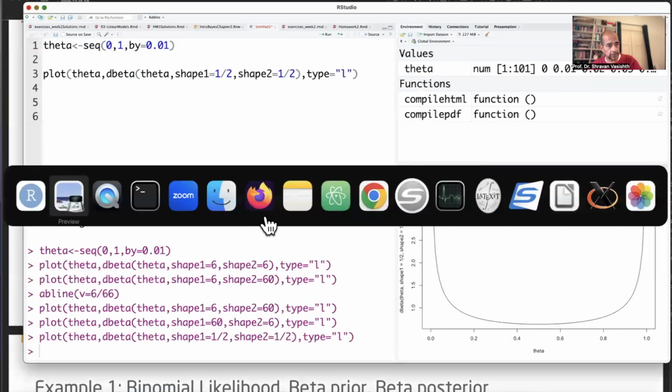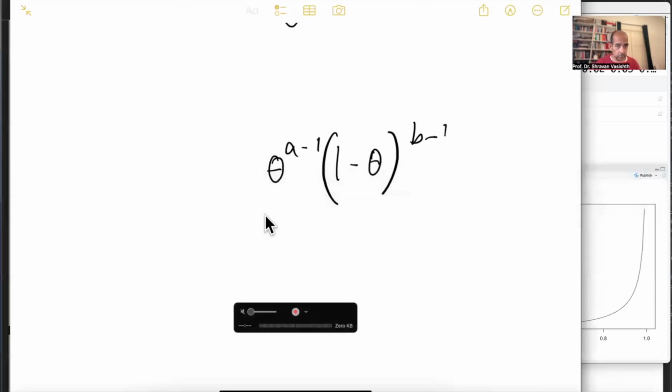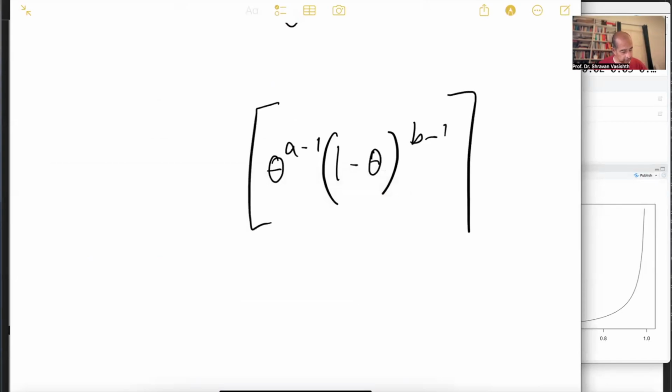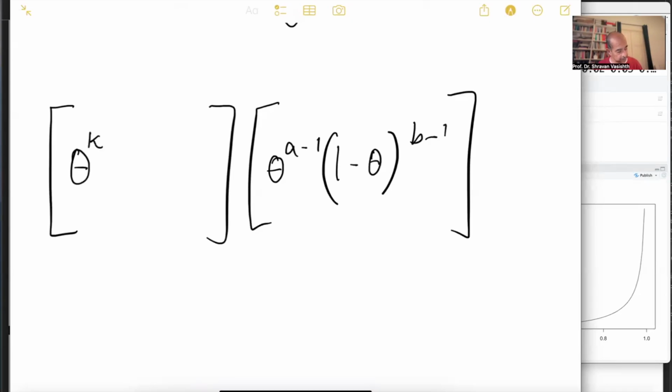Right, so let me just write this out. So what's the likelihood function? The kernel of the likelihood function is theta to the power of the number of successes, k, multiplied with 1 minus theta to the power of n minus k. N is the number of trials, right?